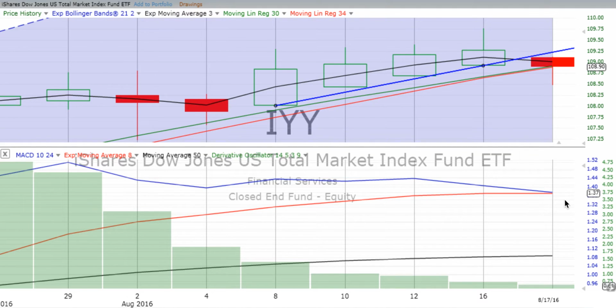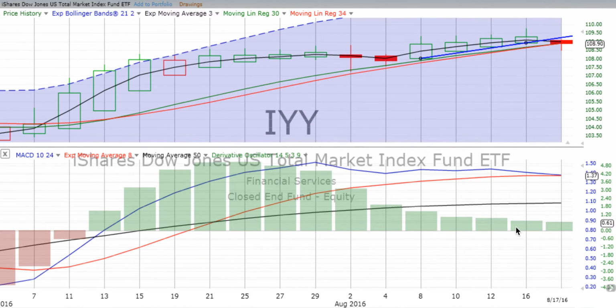We don't yet have a crossing over going down, but the MACD and the signal line are right at it. The derivative oscillator is still in the positive, but it has reduced also. So we may have a system-wide down on the way. We will have to see. We may have a bounce off the signal line. We don't confirm it yet, but be aware.